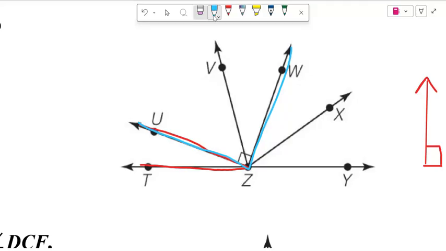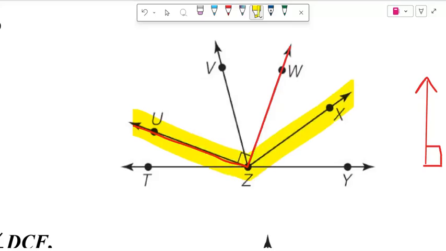Okay, and then I'm just going to ask you guys one. If UZW is a right angle, okay, how would we classify angle UZX? Obtuse. The difference from W to X opens that angle up and increases the degrees. Okay, is there any way for us to tell the measure of angle UZX if we're just looking at it on the TV screen right here? All we know is that it's greater than what?